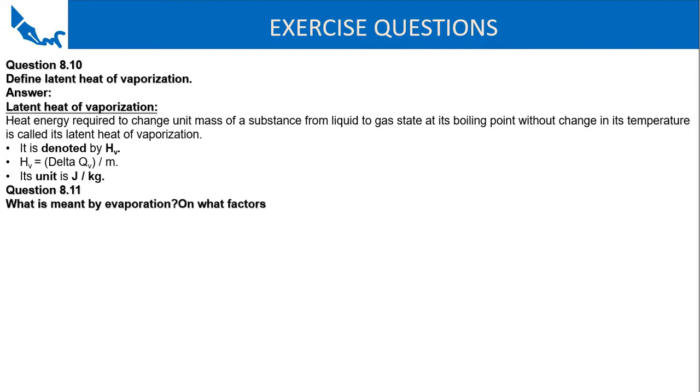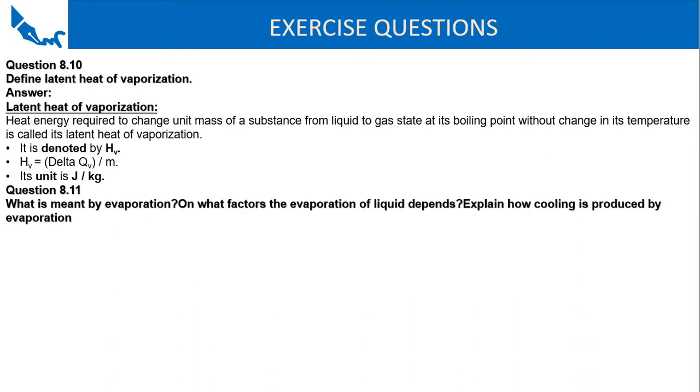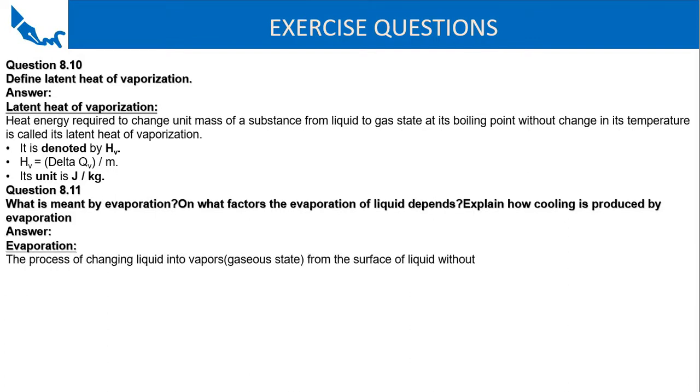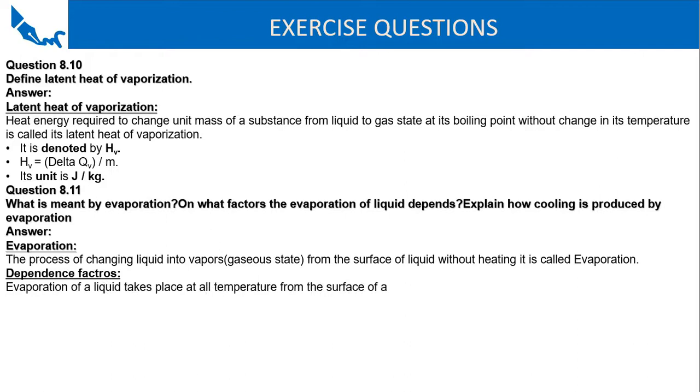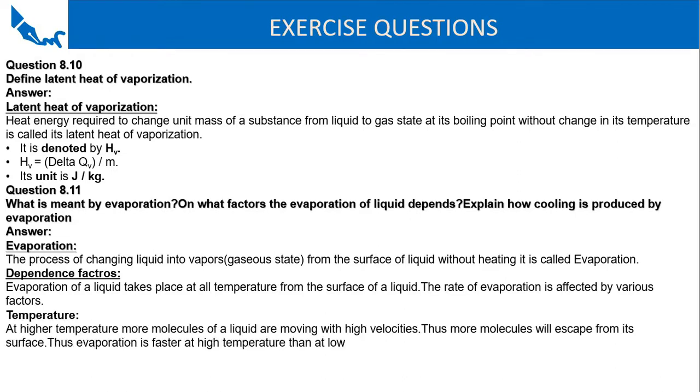Question 8.11, what is meant by evaporation? On what factors does the evaporation of a liquid depend? Explain how cooling is produced by evaporation. The process of changing liquid into vapor or gaseous state from the surface of a liquid without heating it is called evaporation. Dependence factors: evaporation of a liquid takes place at all temperatures from the surface of a liquid. The rate of evaporation is affected by various factors. Temperature: at higher temperature, more molecules of a liquid move with high velocities, thus more molecules escape from the surface. Thus evaporation is faster at higher temperature than at lower temperature. That is why wet clothes dry quickly in summer than in winter.